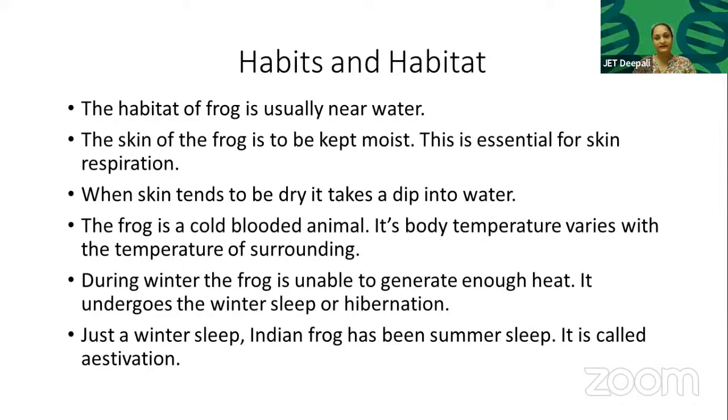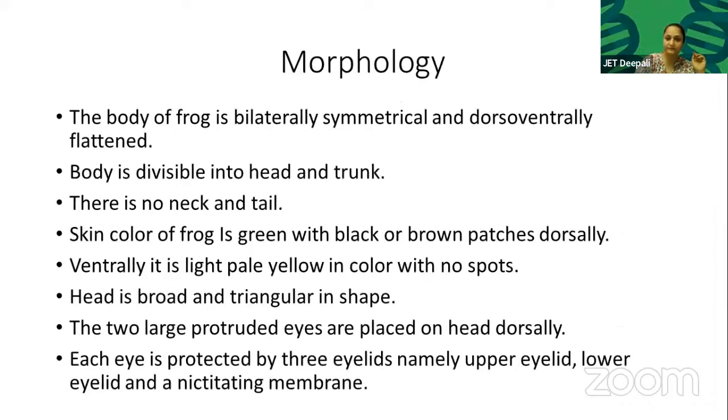Summer sleep is called estivation because of the higher temperature, when mercury rises during April, May, and June. At that time also you are not seeing any frog in your area. Why? Because they go under summer sleep. This is called estivation.